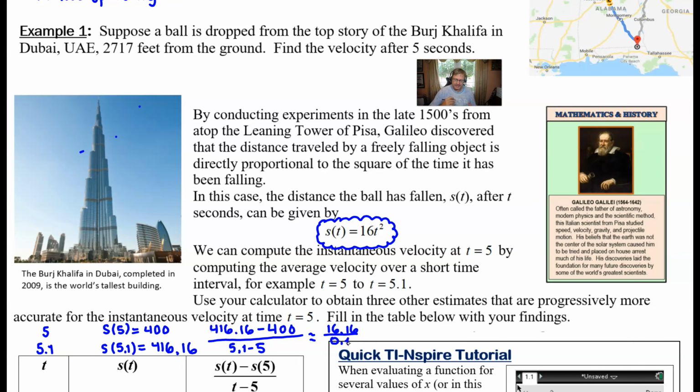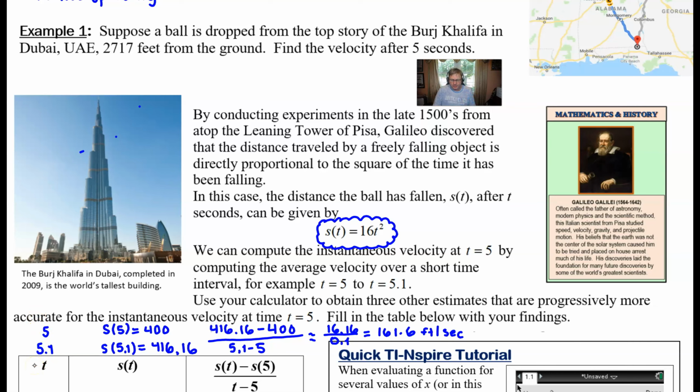And then I think we can play around with that and move the decimal over one space to the right. And I think we would get 161.6. And so that would be this average velocity, and it would be measured in feet per second of that ball falling between time 5 and time 5.1.